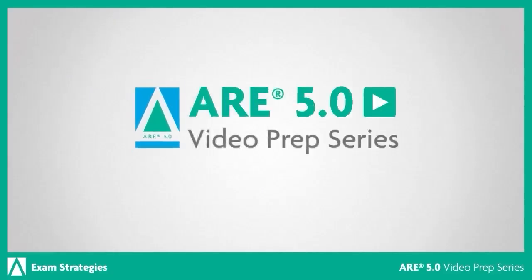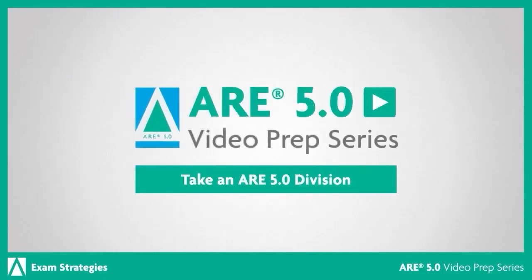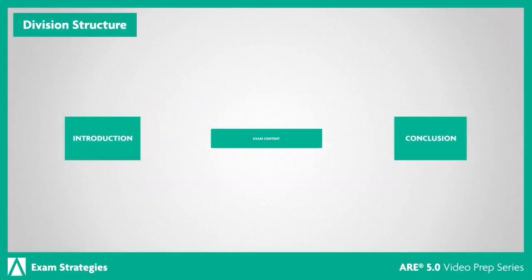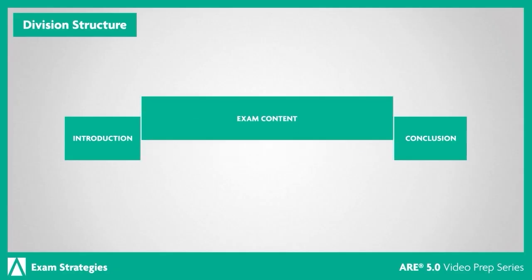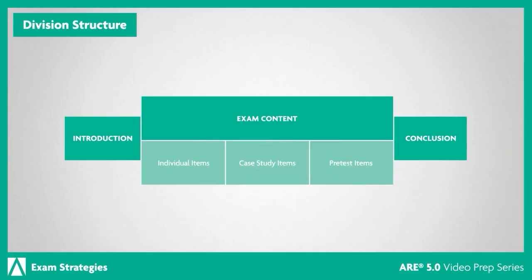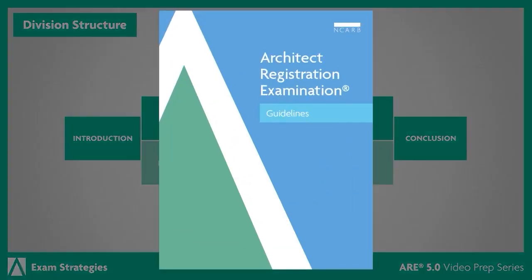In this video, we are going to explore several tips and techniques to help you navigate and take a division of ARE 5.0. All 6 ARE 5.0 divisions are organized the same way, varying only in the number of items and testing time. Each division includes individual or discrete items, case study items, and pretest items. The number of items varies depending on the size of the division. For details, read the ARE 5.0 guidelines.